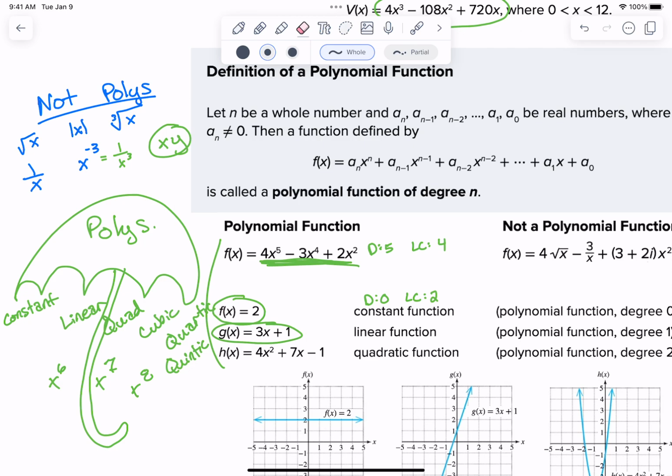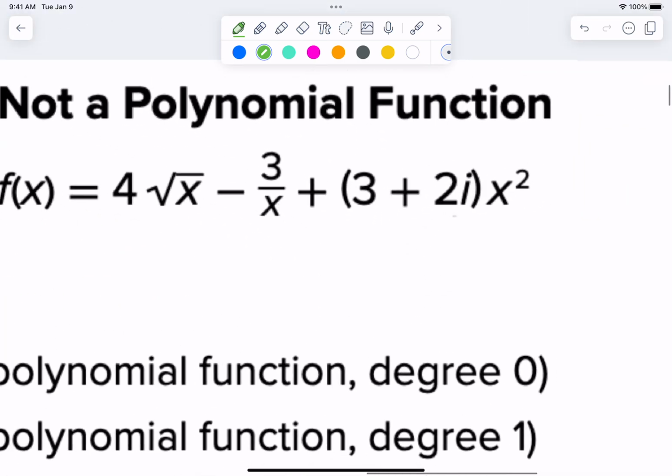Okay, so let's go back to this linear function. Right here, what is the degree of that linear function? 1. What's its leading coefficient? 3. What about the quadratic function? Degree 2. Leading coefficient 4. Be careful because sometimes they will be nasty to you and not put them in order. So just make sure that they're in order first. Okay, this is not a polynomial function.